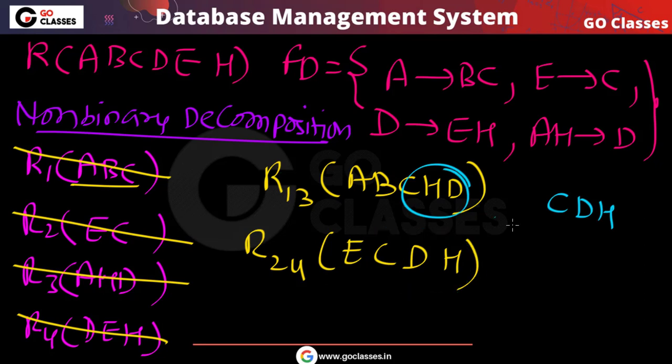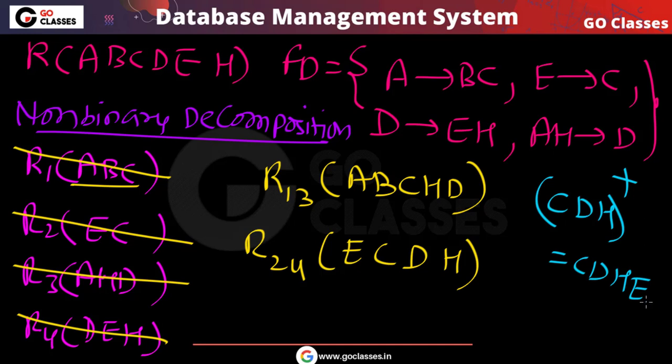This is the common set of attributes. Now find out the transitive closure of CDH. So CDH can determine CDH. Now D can determine EH. And you can notice, finally we got CDHE. So you can notice the common set of attributes between R1.